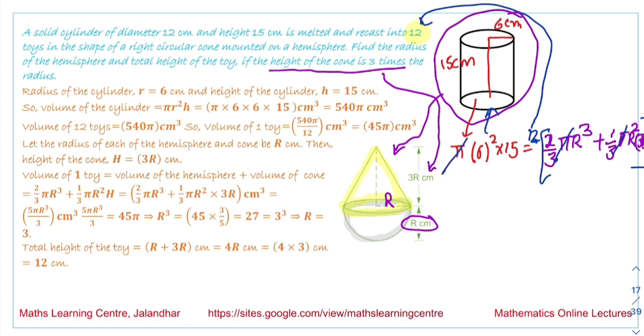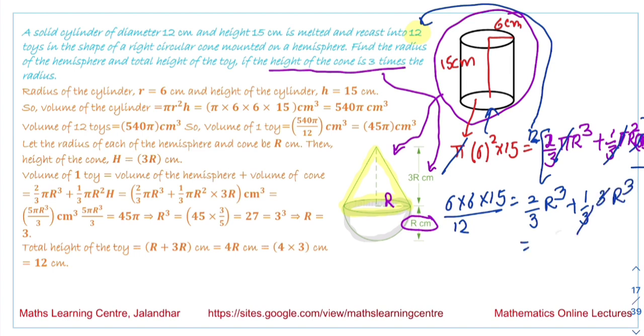So what we are left with is 6 into 6 into 15, that is equal to 2 by 3 r cube. This 12 comes on this side, plus 1 by 3. This 3 and 3 get cancelled, and it is r cube. So that is equal to 5 by 3 r cube.